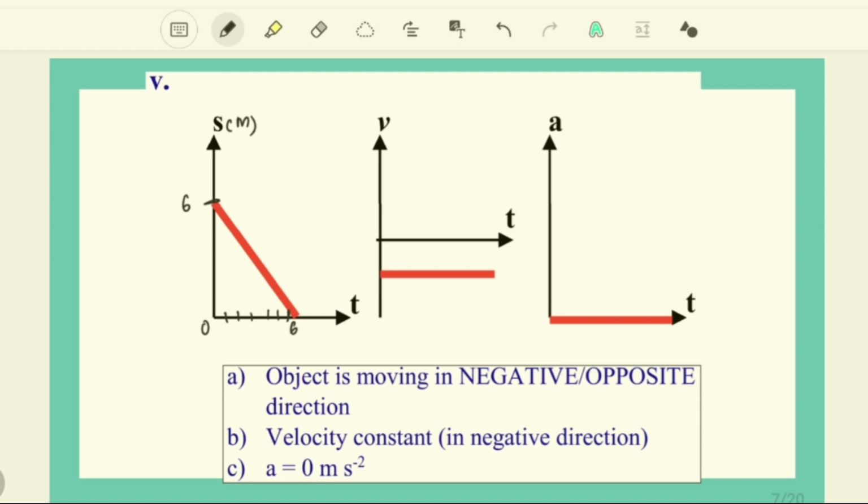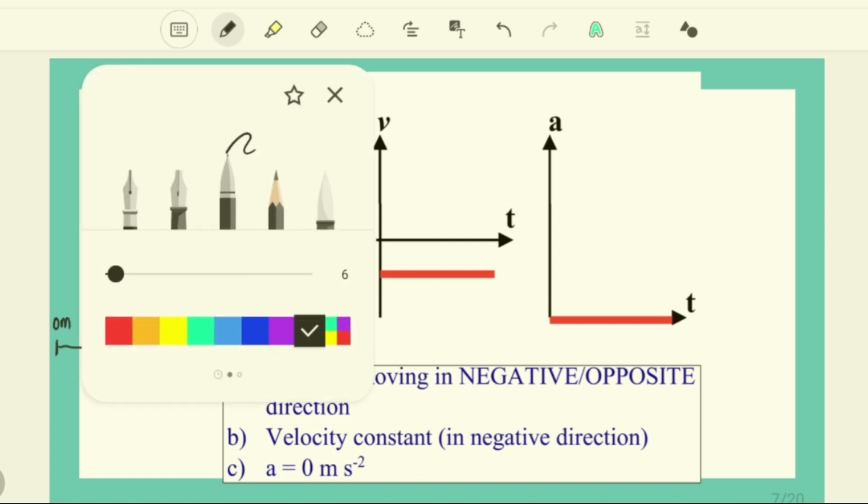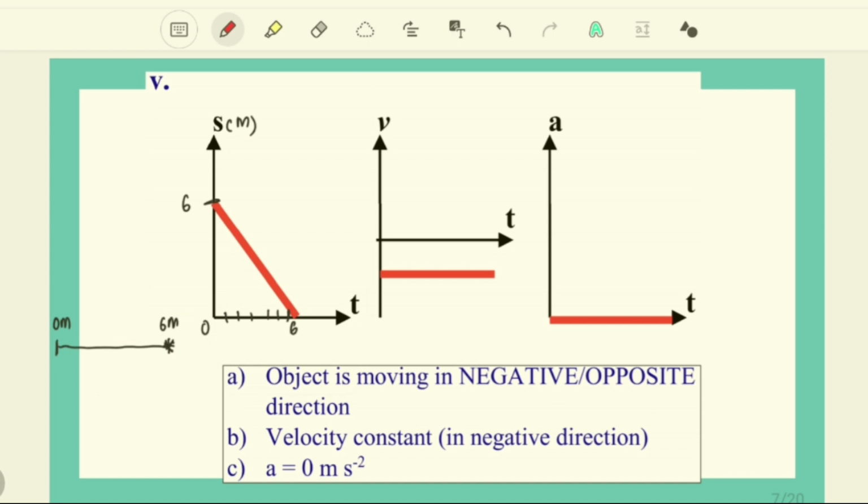Dia patah balik. Okay. Kalau kita ada lukisan. Okay, means that at this point, okay, 0 meter here, 6 meter here. Means that the object is moving in opposite direction, negative direction or to the left. Dia patah balik. Selama berapa saat? In 6 seconds. Okay, saya bagi contoh 6 seconds. So in 6 seconds, the object come back to its original point ataupun come back to its starting point.